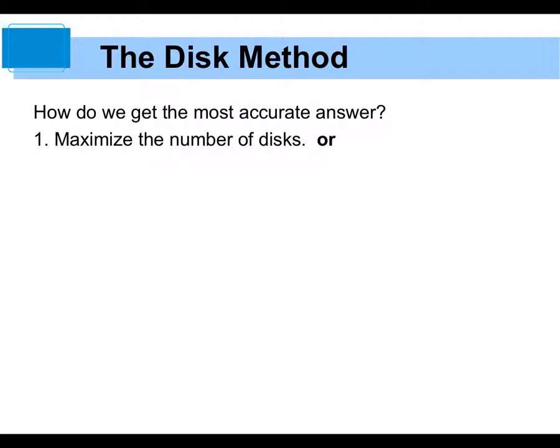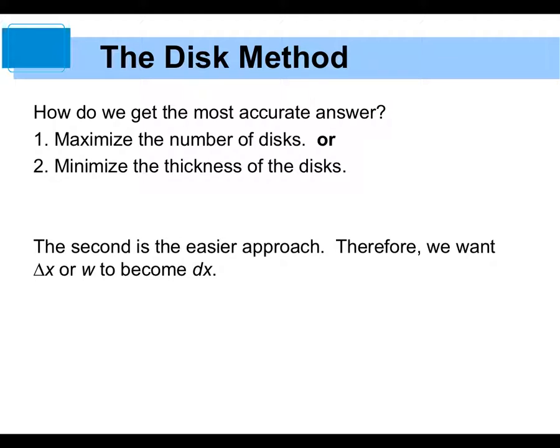So we did this, maximize the number of disks or minimize the thickness of the disks. So we're going to switch delta x down to dx. Delta x is a measurable amount, it's the change in x, whereas when we go down to dx it becomes a differential which has no thickness. Really, really skinny. And if it's really, really skinny, how many rectangles do we have? Tons and tons and tons.